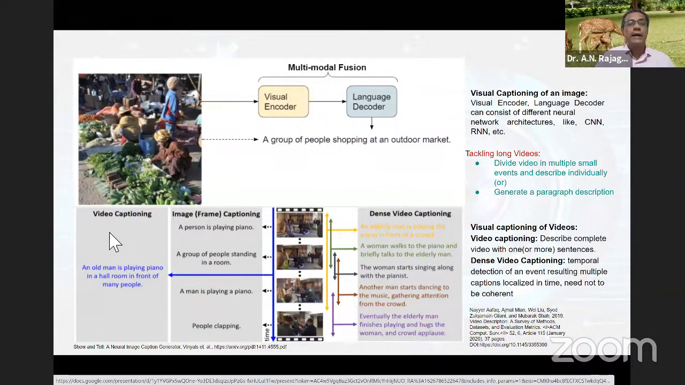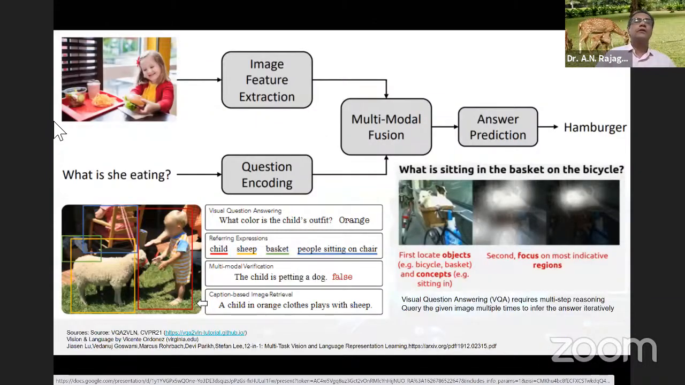Let me just go back and then talk about another problem, which is even more rich in the sense that you can start asking things about which is called VQA, the question answering. So here, what you could do is you could show an image, and then somebody could ask, in this case, what is she eating? And again, the output, you want to say that she's eating a hamburger.